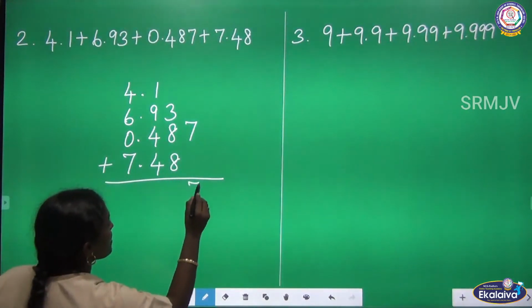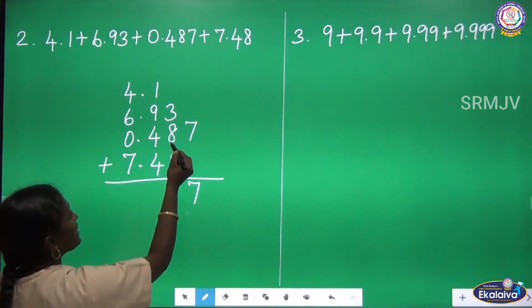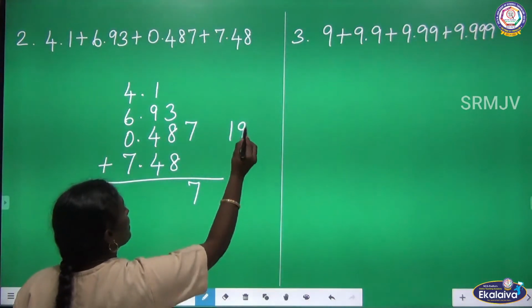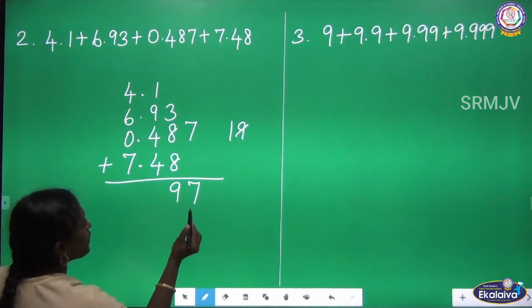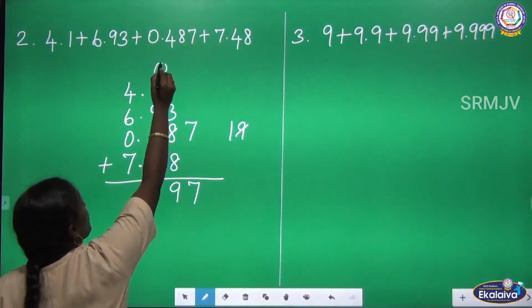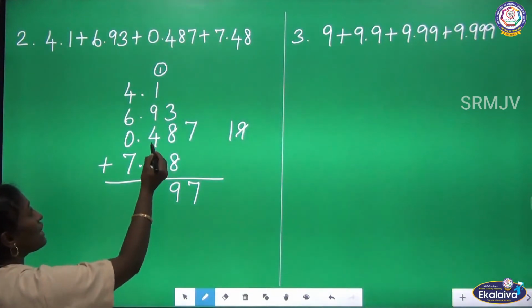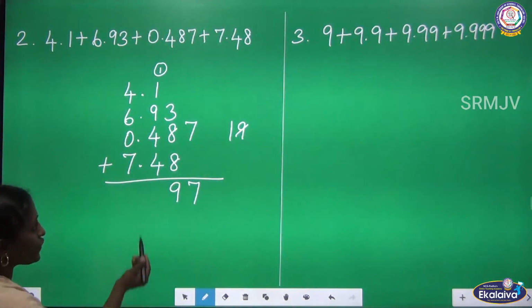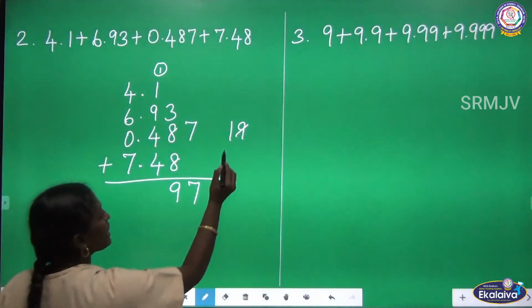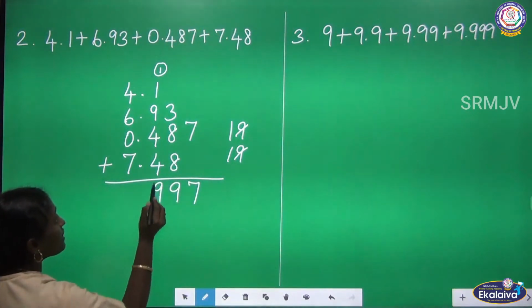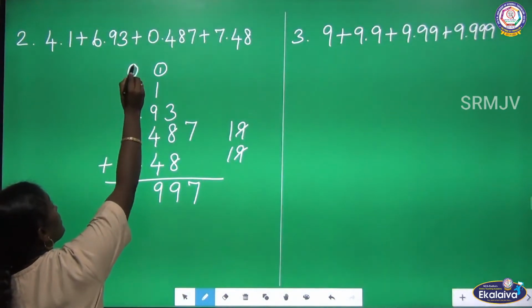Here 7, 3 plus 8, 11, 11 plus 8, 19. 19 is a 2-digit number, so we have to write 9 here. 1 carry over to the next place. 1 plus 1, 2. 2 plus 9, 11. 11 plus 4, 15. 15 plus 4, 19. Again a 2-digit number. So we have to write 9 here. 1 carry over to the next place.